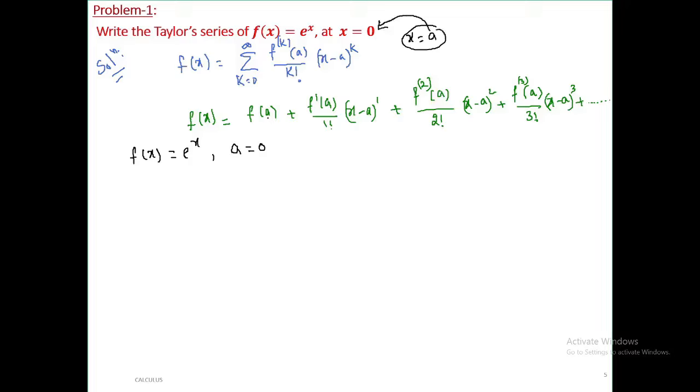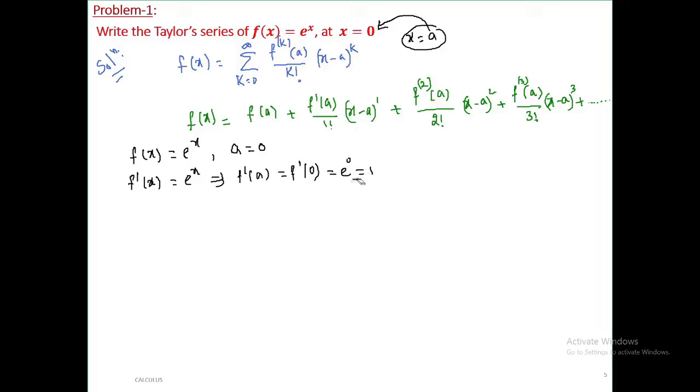So then what do I want? f at a, f dash at a, f double dash at a, all these I want. First, what is the derivative of f? What is f dash at x? Which is e power x only. That implies f dash at a, that means f dash at 0. What is f dash at 0? It is e power 0, right? f dash of x is e power x, so f dash of 0 is e power 0, which is 1.